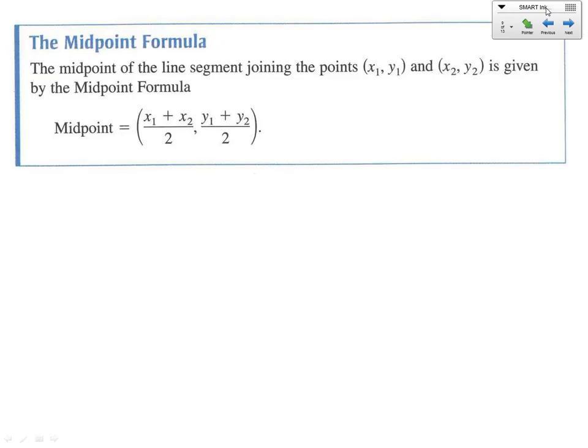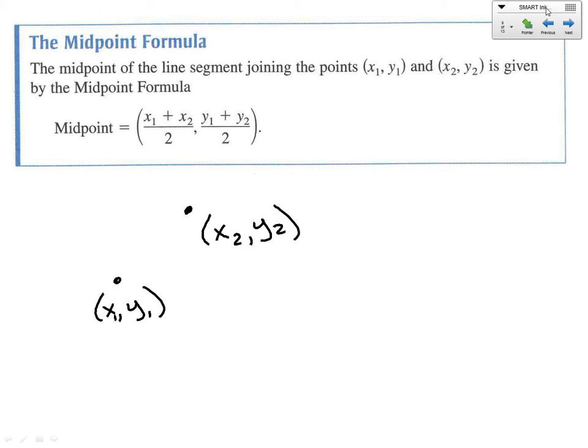All right, midpoint formula. Instead of finding distances, now we're finding halfway points. So there's your formula. Midpoint is x1 plus x2 over 2, comma, y1 plus y2 over 2. So if we've got 2 points sitting out there, there's an x value and a y value, x1 and y1. And then this point has an x value, call it x2, and a y value, y2.